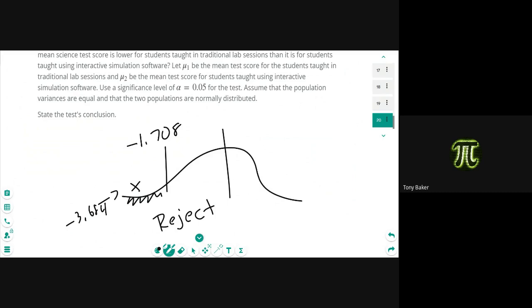The step 3, what was that doing? Finding the T score that I'm looking at for my rejection region.